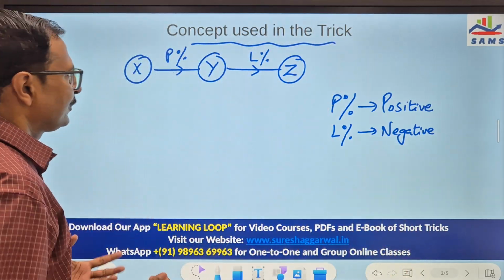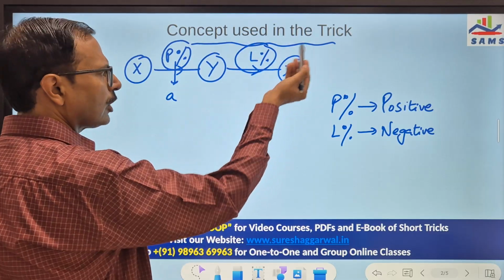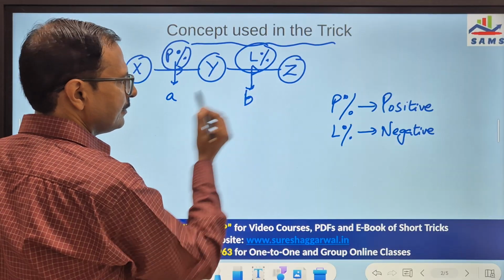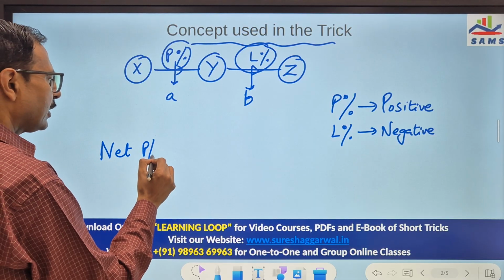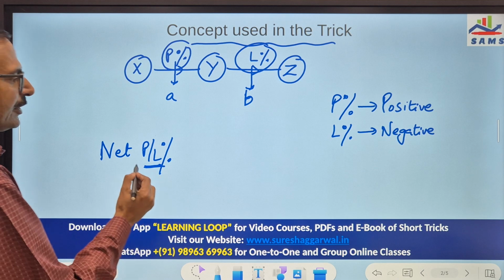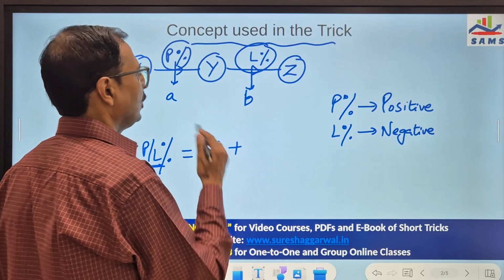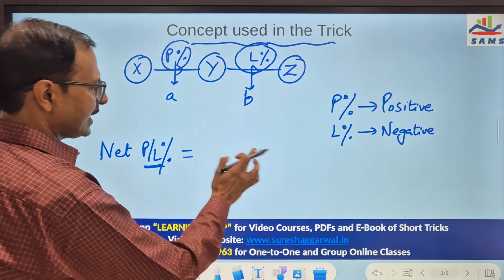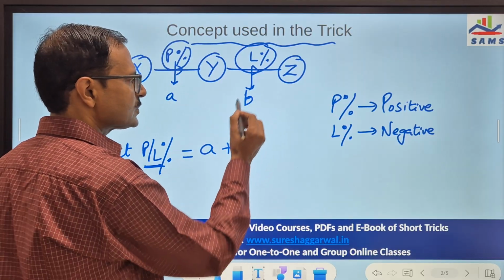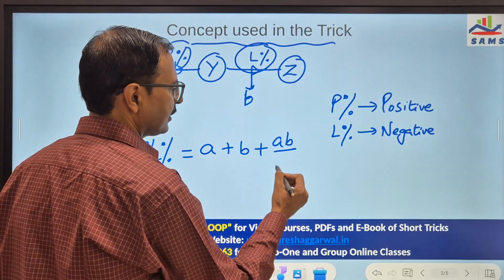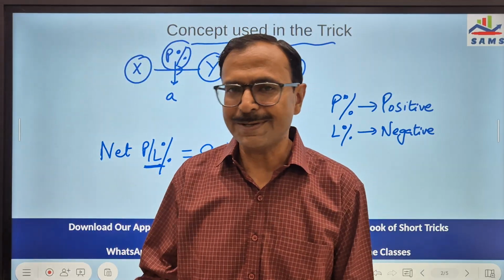So if I assume that this profit percent is suppose A, and this profit percent or loss percent, whatever, is say B, then the net profit or loss percent is given by X plus, I am taking X but I assume that as A, right? So I'll write A here. A, this one, plus B, this one, plus AB upon 100. Very simple trick, and I tell you, this trick is used in so many different concepts in mathematics.